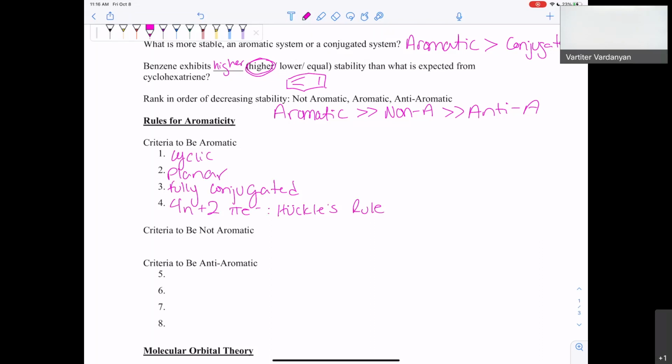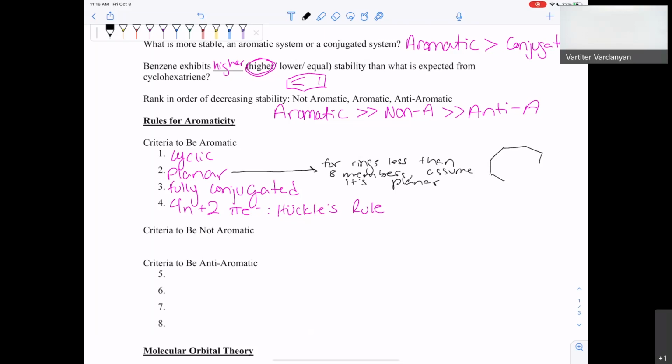That's pretty straightforward. Planar is what tends to confuse people, so I'm just going to say for rings less than 8 members, assume it's planar. So if it's a ring that's smaller than this, assume it's planar. If it's 8 or more members, then we're going to talk about when it's planar versus when it's not. But if it's less than this, assume that it's planar.